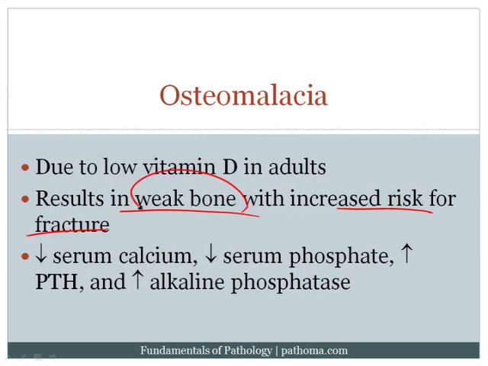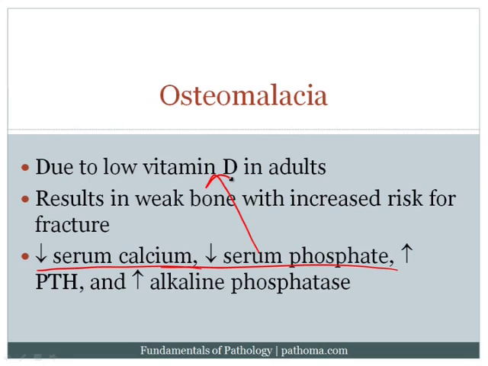You'll have an increased risk of fracture in the weight-bearing areas, for example, in the vertebral bodies or in the hip. One of the key features of osteomalacia is that the laboratories will be abnormal. The calcium and the phosphate will be down because there's a vitamin D deficiency, and the PTH will be up because there's low calcium, and finally the alkaline phosphatase will be elevated.